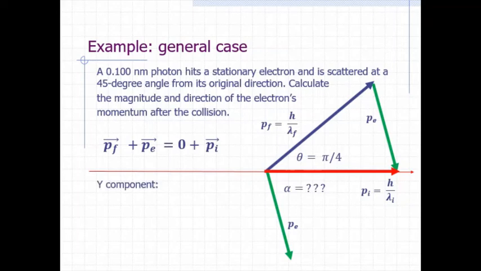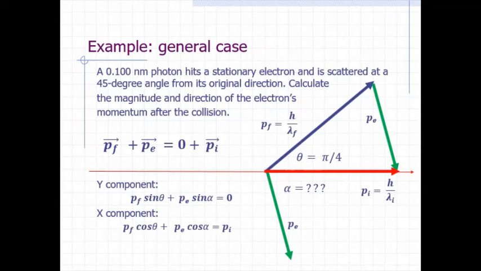The y components of the sum of vectors p sub f and p sub e should add up to 0, since p sub i has a 0 component along the y-axis. Therefore, p sub f times sine of theta plus p sub e times sine of alpha equals 0. Similarly, the x components of vectors p sub f and p sub e should add up to the magnitude of vector p sub i. Since vector p sub i is parallel to the x-axis, p sub f times cosine of theta plus p sub e times cosine of alpha equals p sub i.